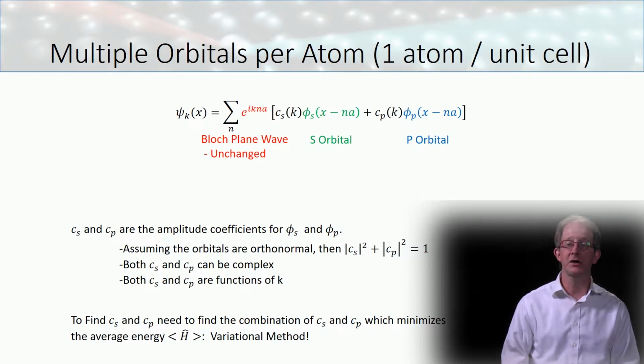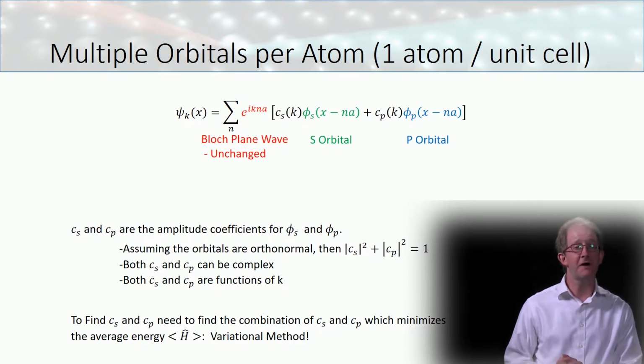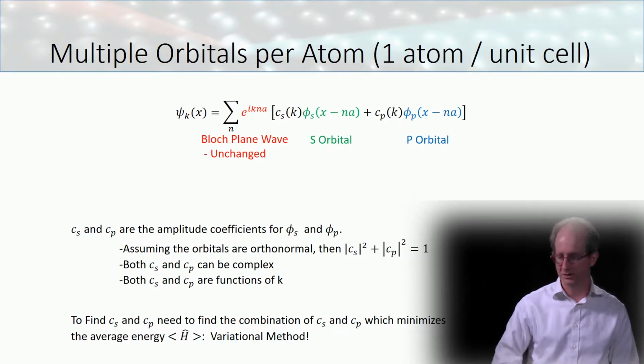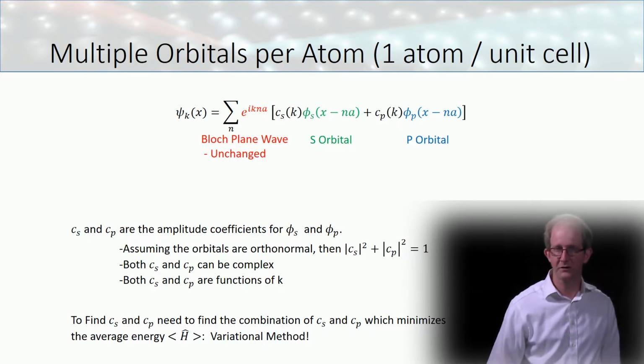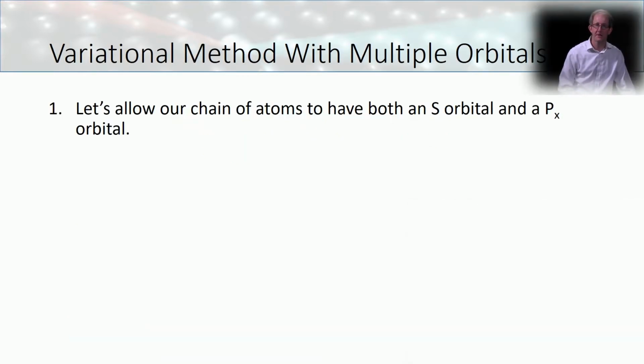And so what we're going to do is calculate the average value for our energy, the average value of our Hamiltonian. And then we're going to find the coefficients C sub s and C sub p which minimize that total energy. Okay, so let's take a look at this. Another way of saying that is we're going to find the eigenvalues and the eigenvectors. Okay, all right, so we're going to map out a strategy here. Number one, we're going to allow our chain of atoms to have both s and px orbitals. What that means is we're going to construct our Bloch wave function as we did on the previous slide.